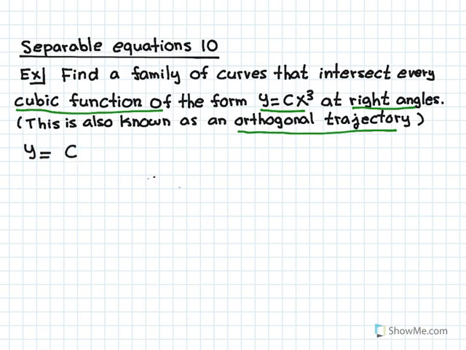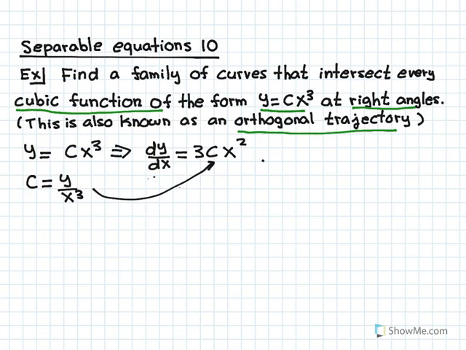So we start by finding a differential equation that is satisfied by the cubic function that we're given, y is equal to cx cubed. It's only natural to differentiate this expression to obtain a derivative because after all, differential equations involve derivatives. So differentiate both sides, we get dy/dx is equal to 3cx squared. Now let's get rid of this constant c so we only have x and y.